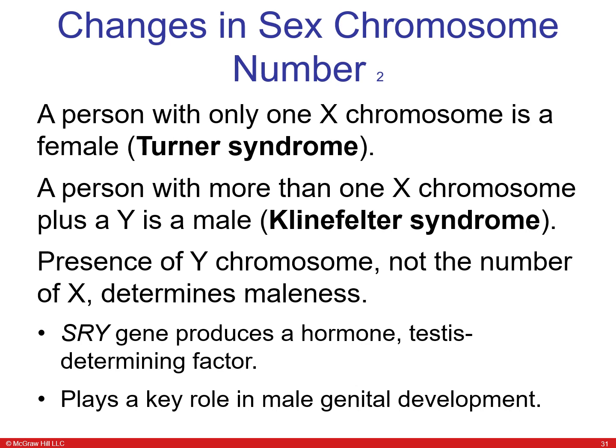So a person with only 1 X chromosome is female, in Turner. A person that has more than 1 X chromosome plus a Y is male, and this is known as Klinefelter syndrome. The presence of the Y chromosome, not the number of X, determines maleness. There's a gene on the Y chromosome called SRY, and it produces a hormone that creates the testes.